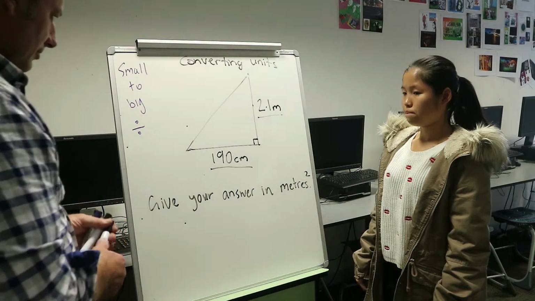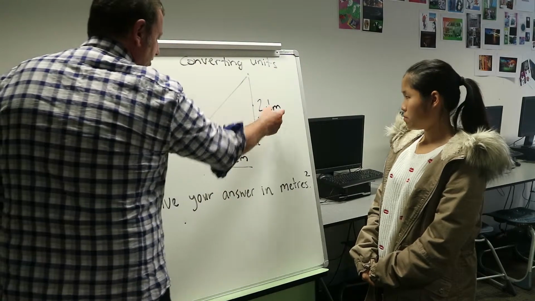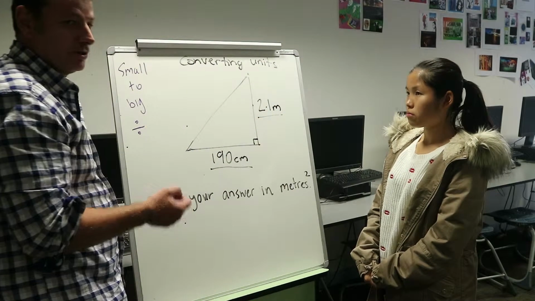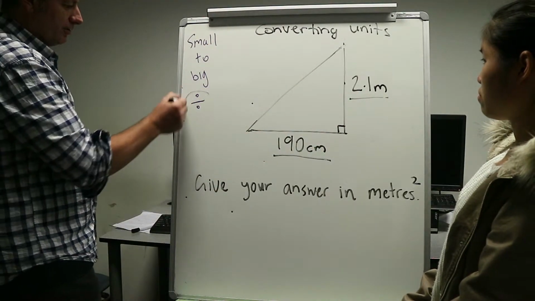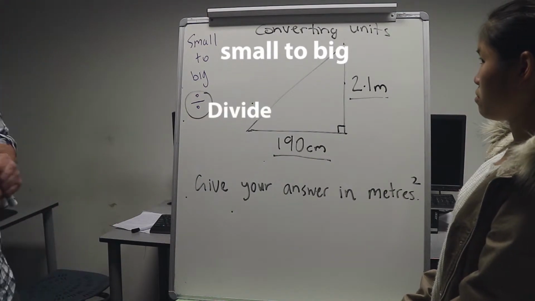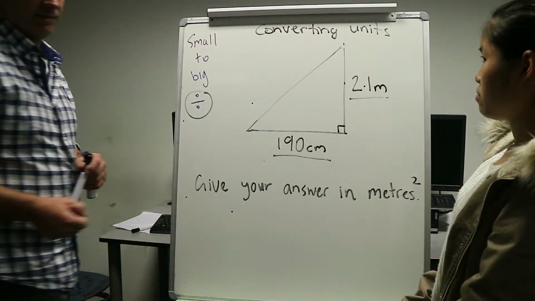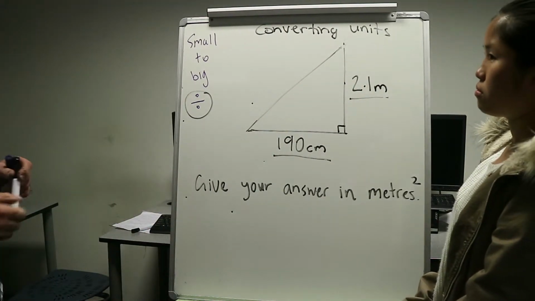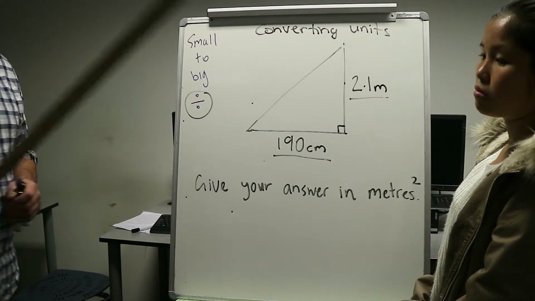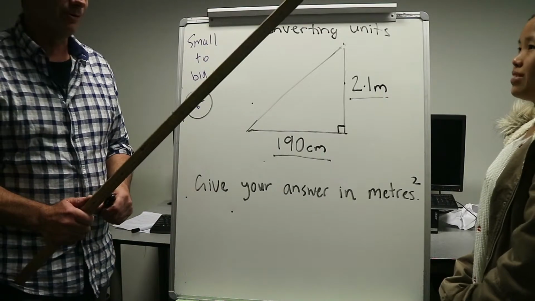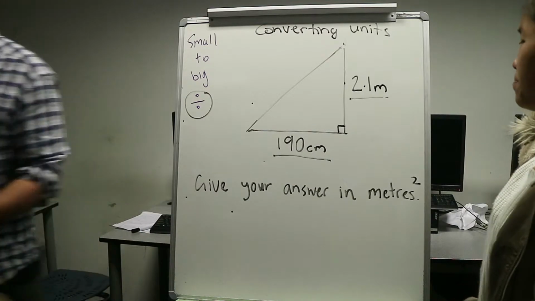So we're going from centimetres, which is smaller than metres, so we're going from something small to something bigger. Small to big, we need to divide. What do we need to divide by? How many centimetres are there in a metre? How many centimetres in 1 metre? There are 100. Remember our metre ruler? There are 100 little centimetres in 1 metre.